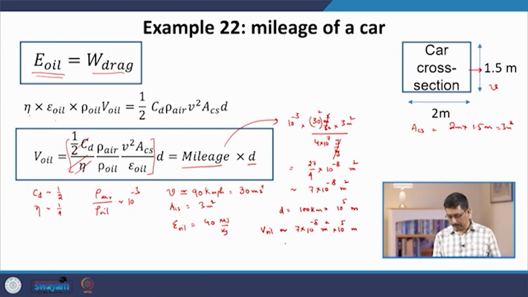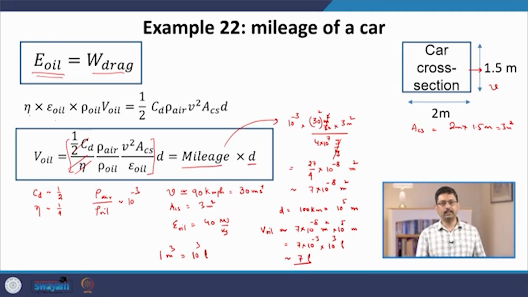So, 1 cubic meter is 1000 liter. So, 7 into 10 to the power minus 3 into 1000 liter, which is approximately 7 liter. So, our estimate is that it will take about 7 liter of fuel to drive a car for about 100 kilometer, which is more or less around the same number that we typically expect for the mileage of a big 4-wheeler of this much dimension.